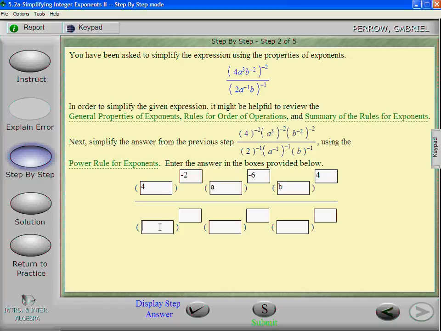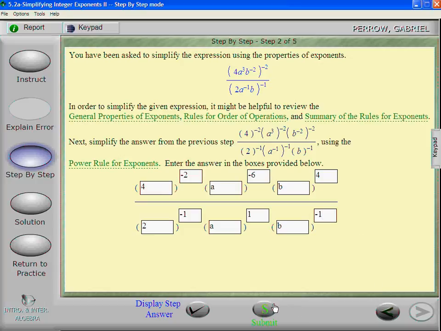On the bottom, 2 to the negative first, a, and then the powers are negative 1 and negative 1, or a to the negative first raised to the negative first. Negative 1 times negative 1 is 1. And then you've still got b to the negative first here.